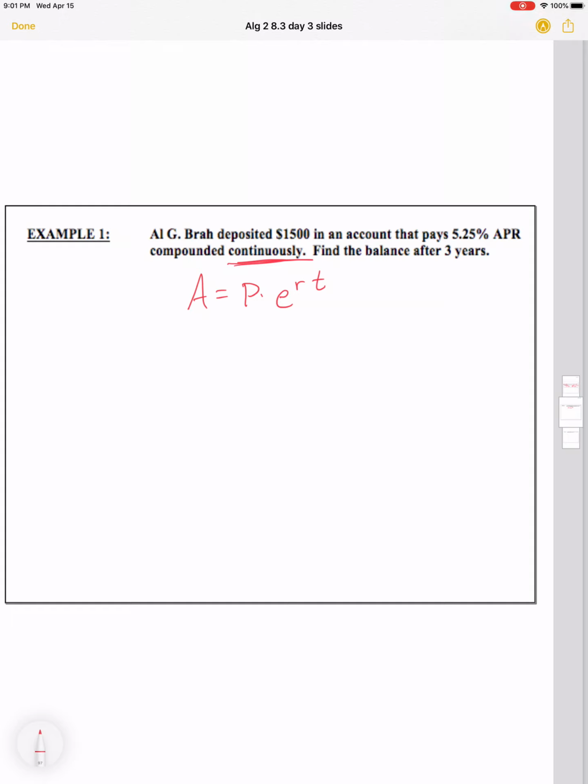Over here, the principal I'm going to list is $1,500. The rate is 0.0525, again because we have to change this percent into a decimal. And then the time is equal to 3. And the balance is what we're trying to find. We don't know what A is.